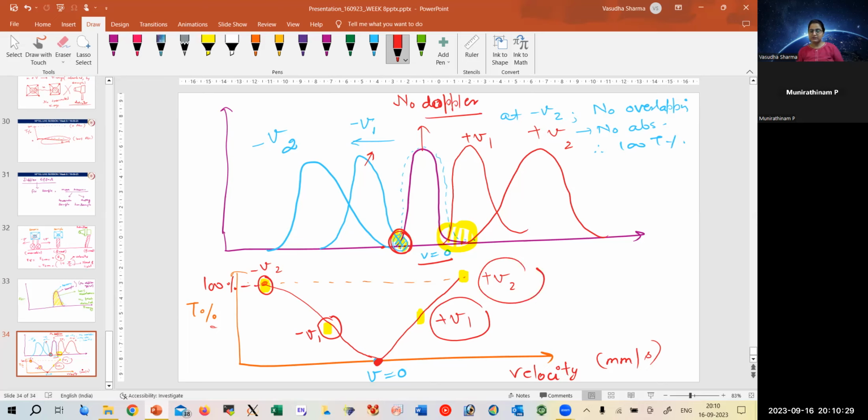That's why we see the graph this way. A V kind of shape will come in transmittance versus velocity, and this is actually what the Mossbauer spectrum looks like. This is the spectrum that we are talking about, and that is what we need to see. Up to this point, is that clear?